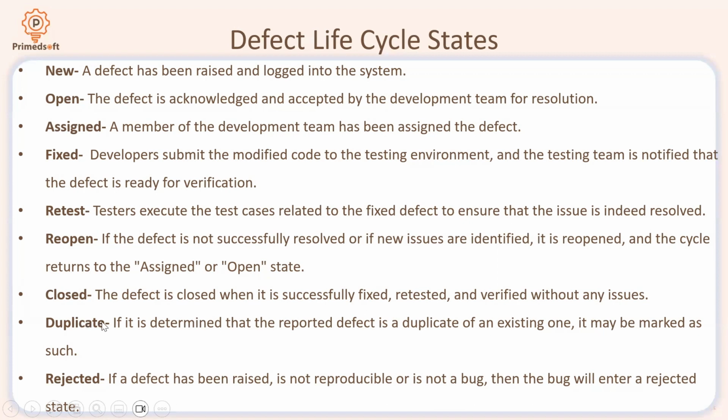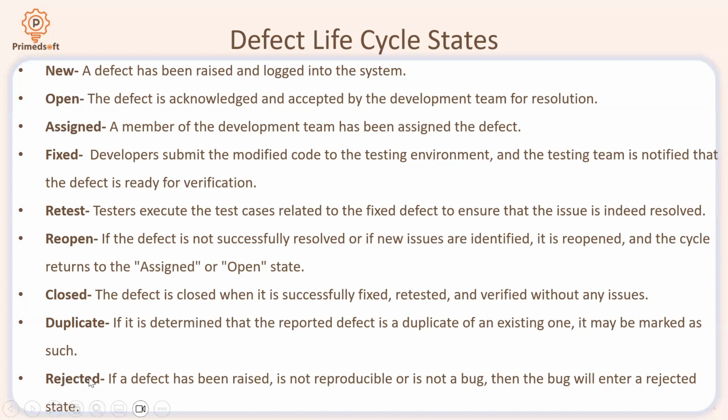So the duplicate state is when it is determined that the reported defect is a duplicate or an existing one. Let's say, for example, you've raised a bug and another tester has raised the same bug, so there are two bugs. It would be given a state of what? Duplicate. Most often, that duplicate is usually deleted or closed.